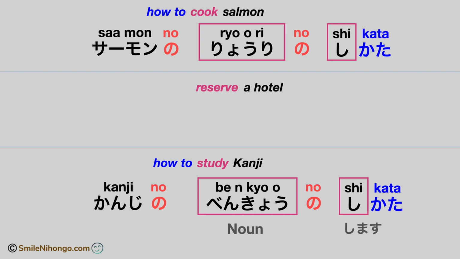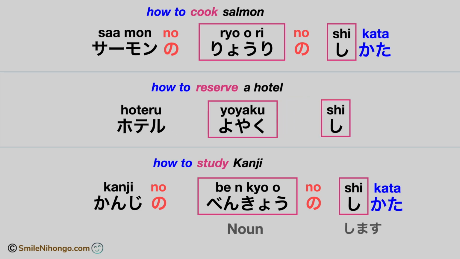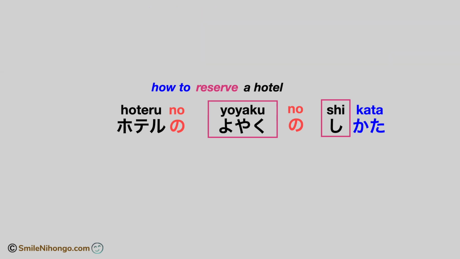Let me show you one more example with a compound verb. Reserve a hotel. ホテルを予約します。Now, to say how to reserve a hotel, you have to say ホテルの予約の仕方。So this is the second thing that I want you to remember. When you use a compound verb with kata, be sure to separate the noun and then し, and then put the particle no in between.